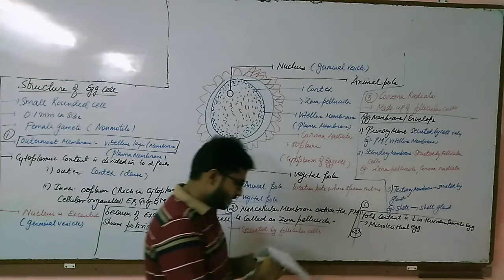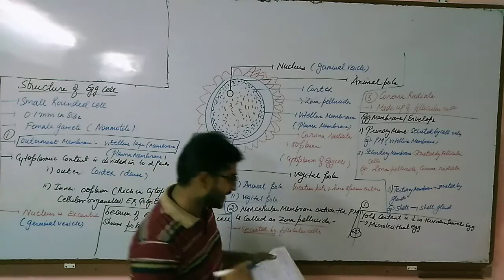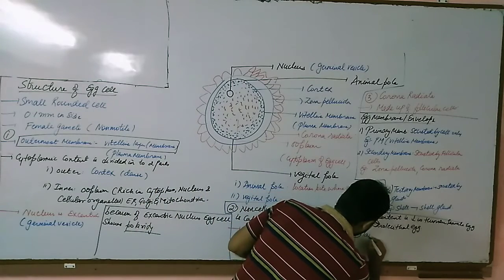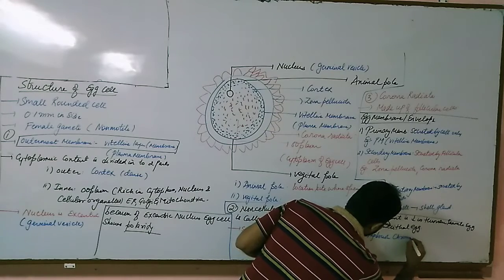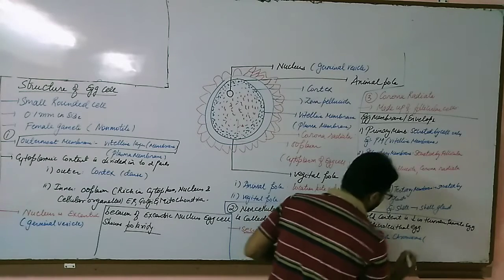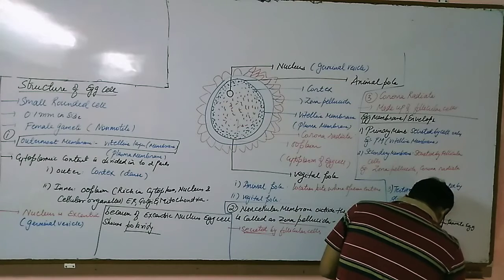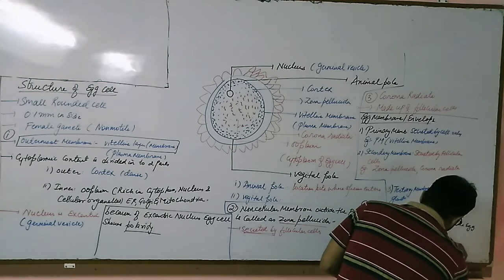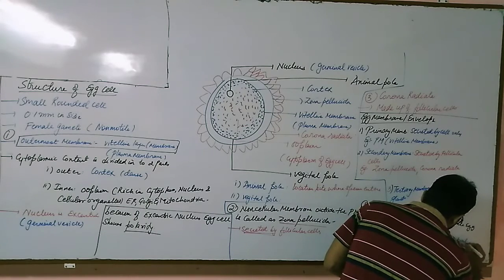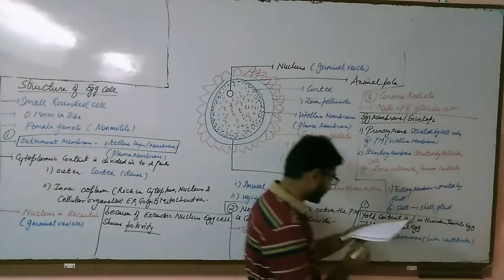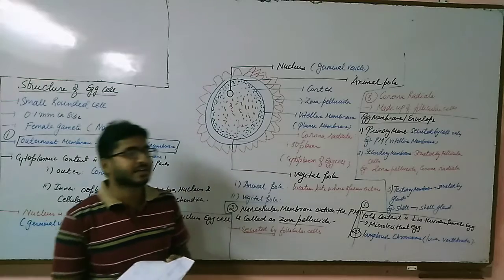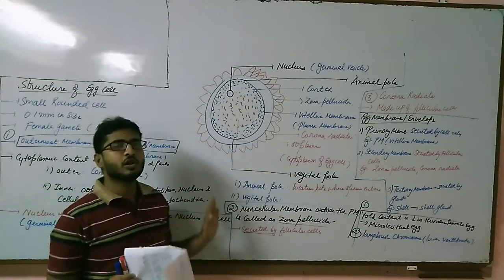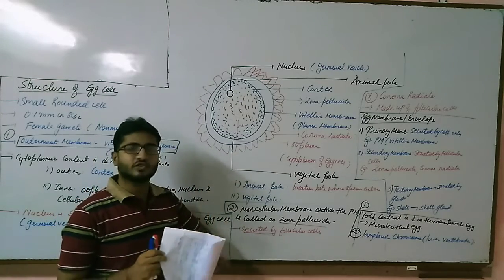The second point is, for yolk synthesis, the specialized chromosome is the lampbrush chromosome. It is basically observed in lower vertebrates or lower vertebrata, the lampbrush chromosome for synthesis of the yolk content in the cell. So this is all about the structure of the human egg.